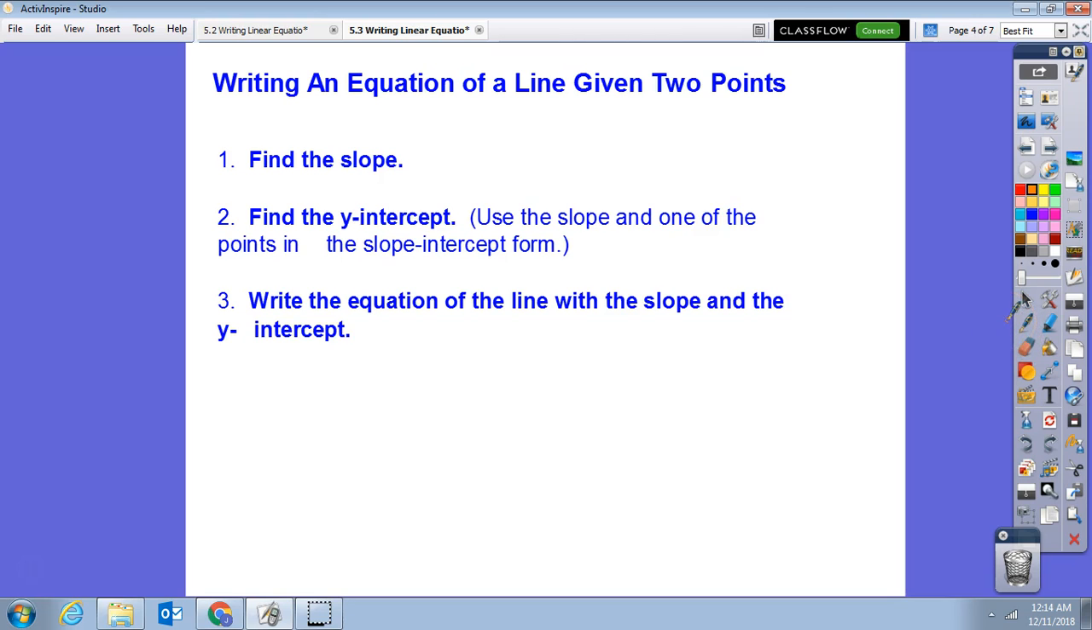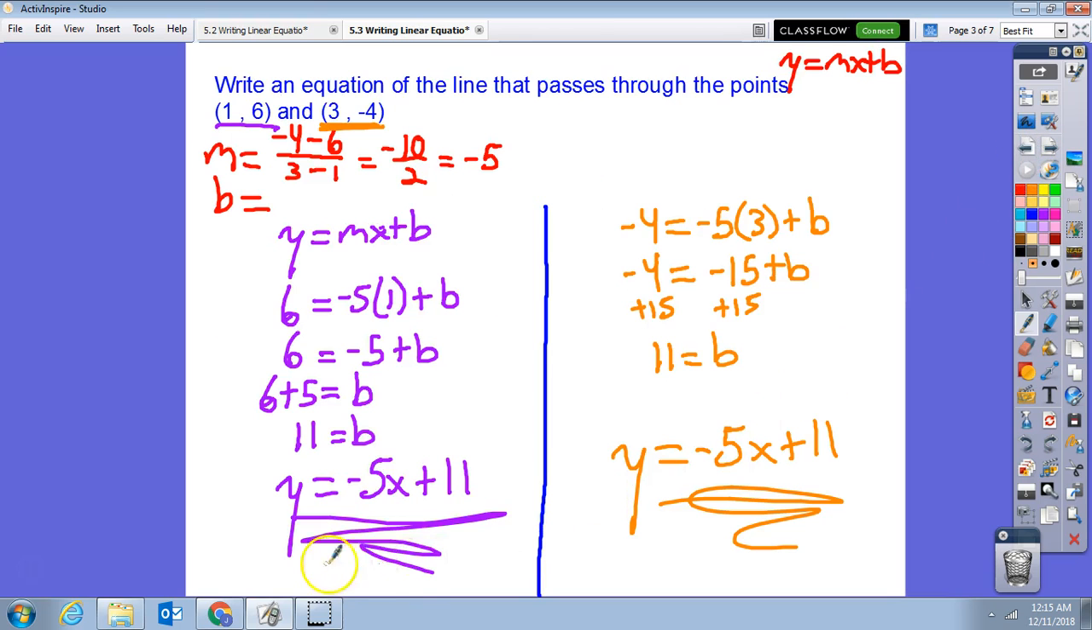So here's your steps if you would like to have some steps written down. You find the slope. If you're given 2 points, you use your 2 points and use the slope formula, y2 minus y1 over x2 minus x1. Then you find your y-intercept. You can use the slope and one of the points in slope-intercept form, or you could also use point-slope form if you would like. I don't care. I prefer this one, but you can use slope-intercept form. Then you write the equation of the line, making sure you've got your slope and your y-intercept that you just found.